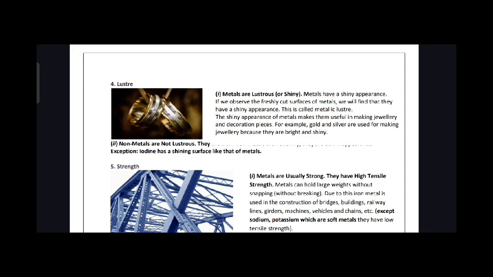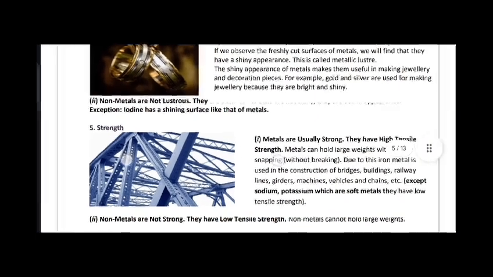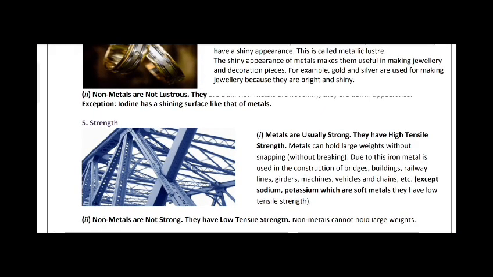Luster is another property of metals. Metals are very shiny. This means metals are lustrous. Most of the metals are lustrous. The freshly cut surface of metals is very shiny. On the other hand, non-metals are non-lustrous. But there is an exception, iodine. Iodine has a shiny surface like the metals.